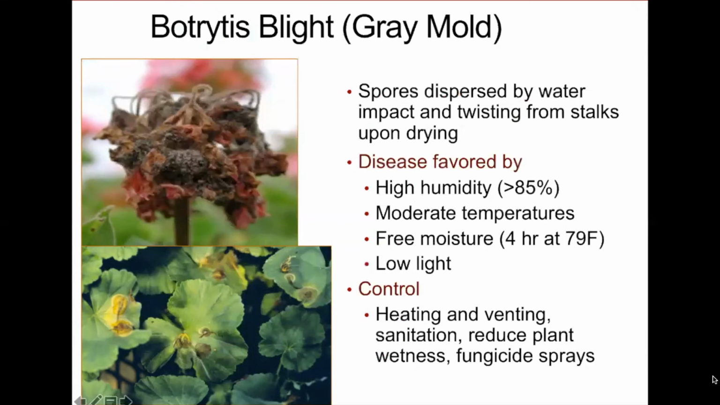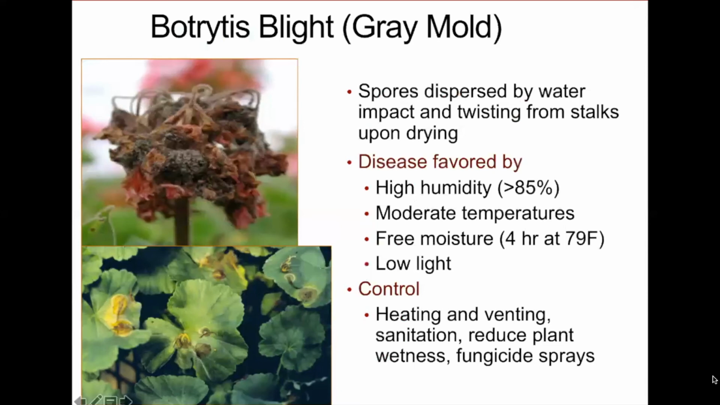And the spores are dispersed by water impact and by twisting of the stalks upon drying, and it favors high humidity, moderate temperatures, and low light. You can control this by heating and venting, sanitation, reducing plant wetness, and fungicide sprays. So really, plant wetness is the key: remember the disease triangle, we want to make sure the environment isn't there, so that moisture is not maintained on the foliage.